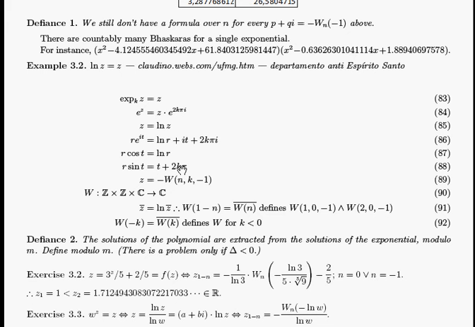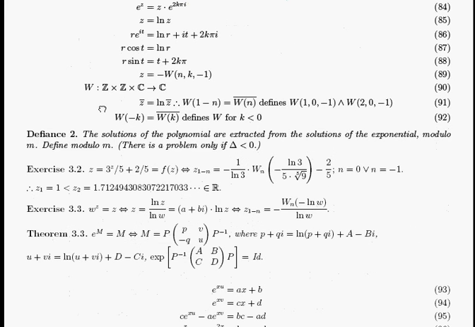For each n, for each k, for k minus 1, we have W of n, k minus 1 with opposite sign, and the conjugate is also a solution. And the solutions of the polynomial are extracted from the solutions of the exponential modulo m. What is modulo m? All we know until now is that the real roots are the same. Who wants real roots? I want complex roots.